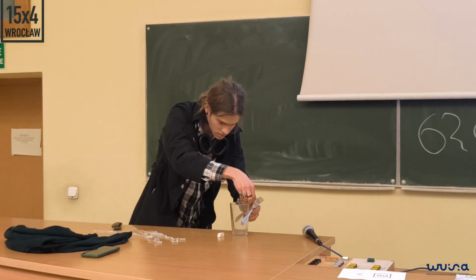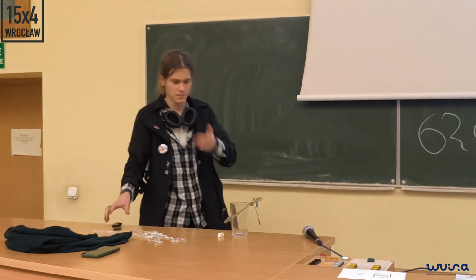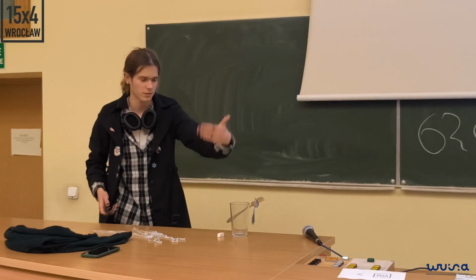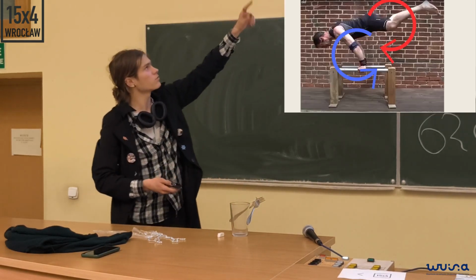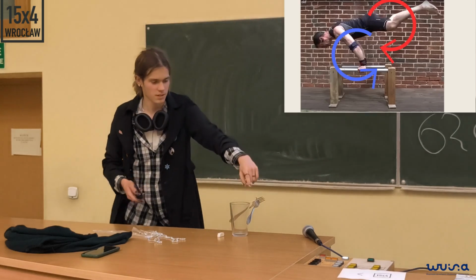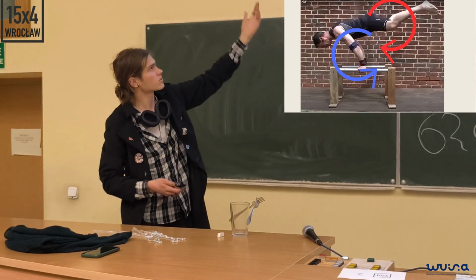So it just stays on the glass. But why does it stay on the glass? Why doesn't it fall? It looks like it should fall. So I have two forks connected with this toothbrush to the glass.